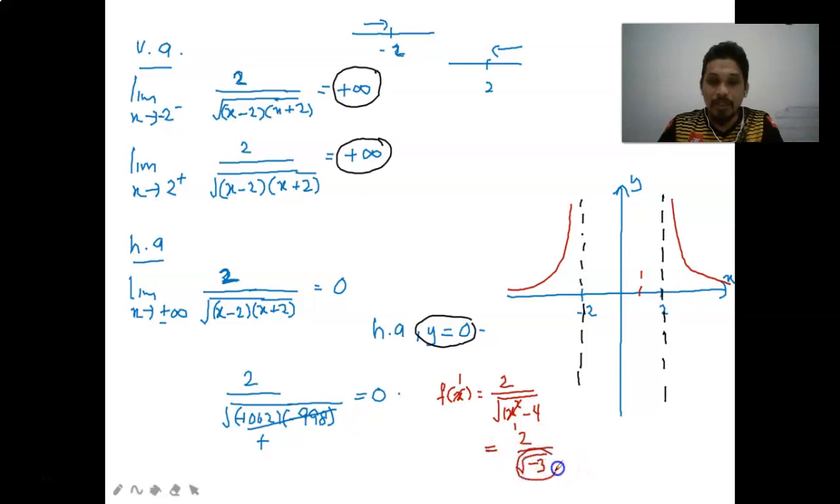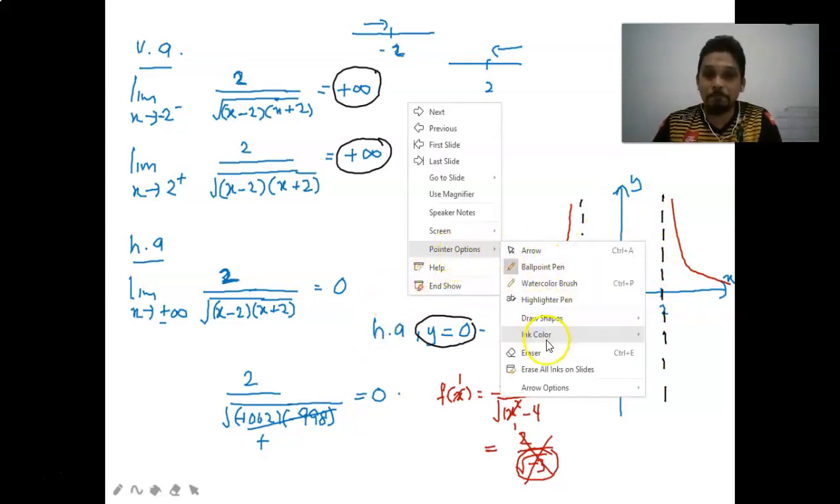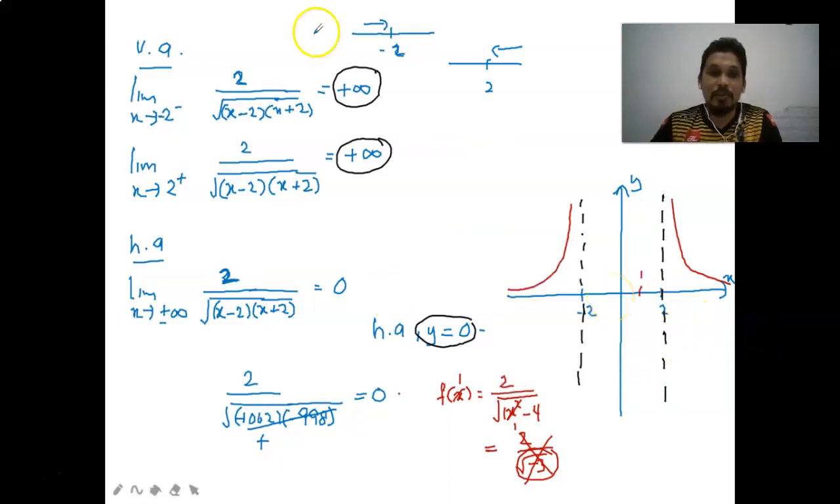So look at this one here now. Square root of a negative: we are not talking about complex numbers or the imaginary part. We are only talking about the real part. So when we get the square root of a negative, the whole function is undefined. That's why there is no graph in between here. So that's the graph for the function f(x) equal to 2 divided by the square root of x squared minus 4.